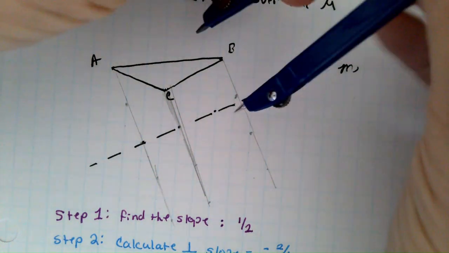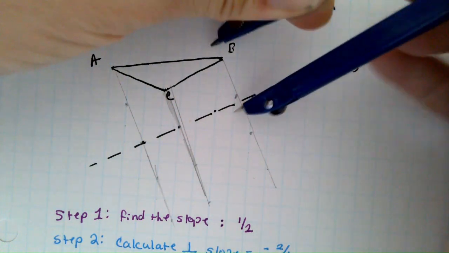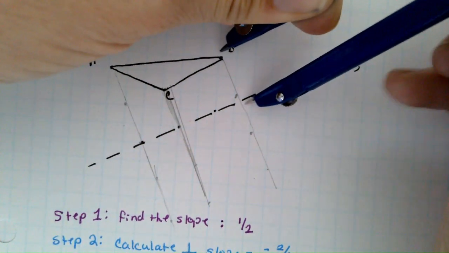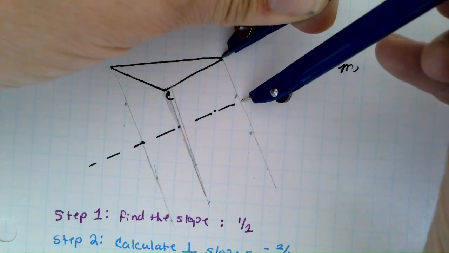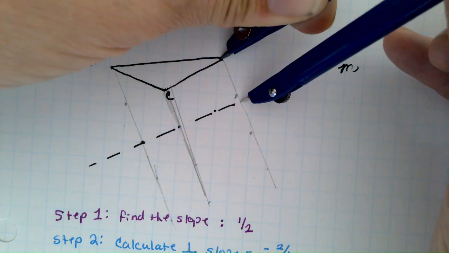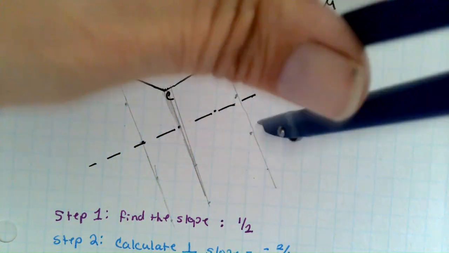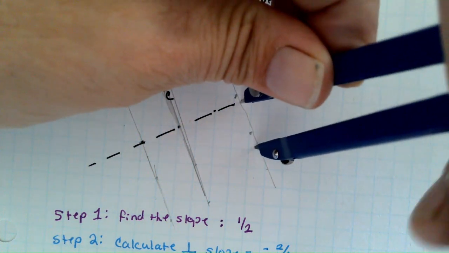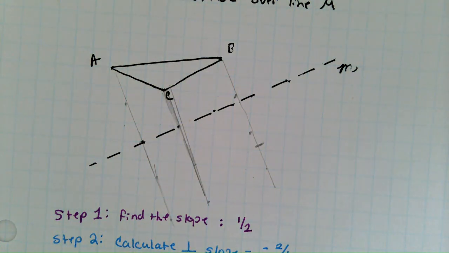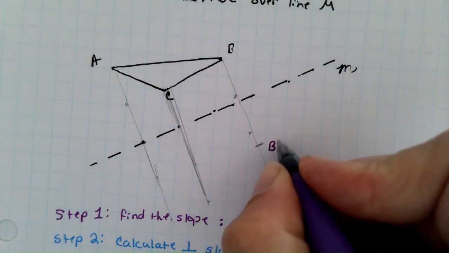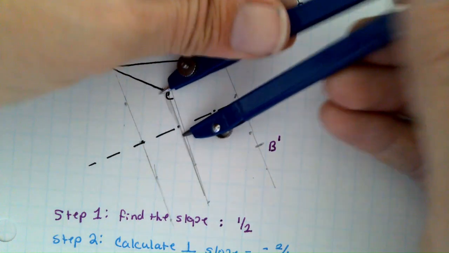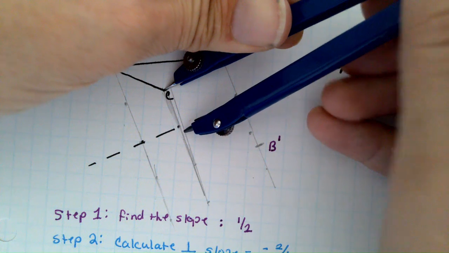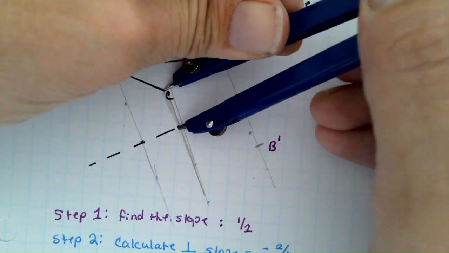Keep shrinking my compass. Compass is a great measuring device, right? All I'm doing is saying, hey, how wide is this? Okay, now a little bit more shrinkage. There, now I have the width, right? So I'm going to come over here, and right there is going to be my new B. Notice I put the little dash to make sure I knew that that was my first step.